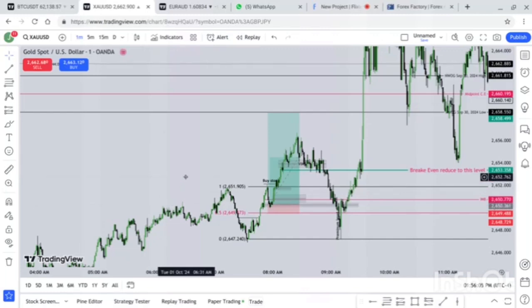So in the next class, I'll be talking about fair value gap and market structure shift. If you have any question, feel free to enter the group, ask your question, and I'll give you the answer.